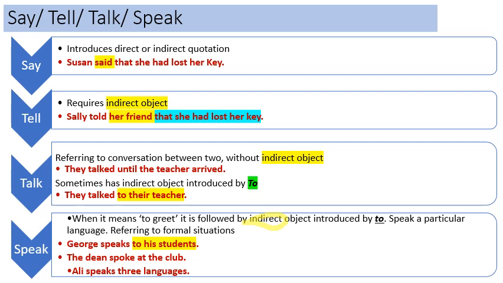George speaks to his students. George is the subject, speak is the main verb, to his students. It is followed by an indirect object, and this indirect object is introduced by to. The dean spoke at the club. The dean and speak at the club. It refers to speech in a formal situation. Ali speaks 3 languages. What does Ali speak? He speaks 3 languages, which is the direct object.